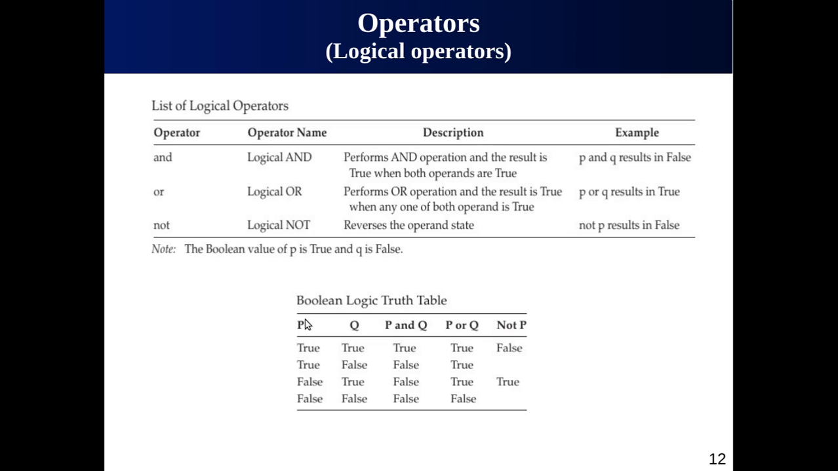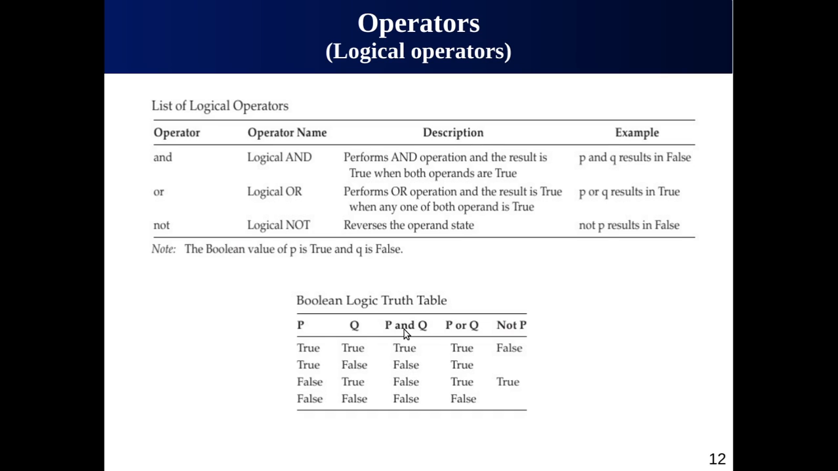Let us see. You have two variables P and Q. Actually, we have four possibilities. Both are true, both are false, first one is true and second one is false, or first one is false and second one is true. These are the four possibilities. After applying the AND operator on P and Q, let us see the output.